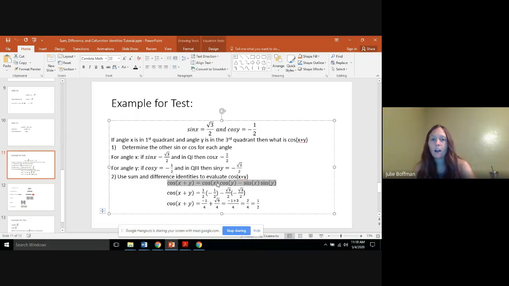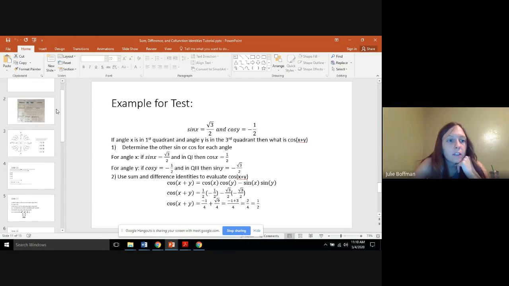So if you think about this, I already know sine x and I know cosine y, but I need to know also cosine x and sine y to be able to fill in all that information. So this is the first step I put on here: determine the other sine and cosine value for each angle. So for angle x, they gave me my sine x, and they also gave you that it's in quadrant 1. So think about it. If you go look at quadrant 1 and look where the sine value is square root of 3 over 2, what would also be the cosine value there?